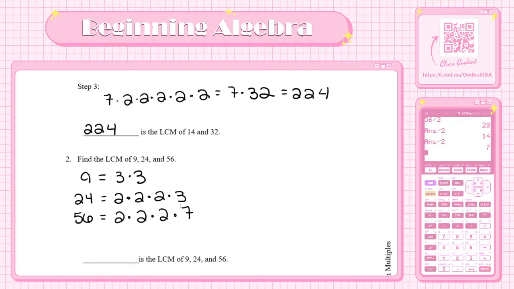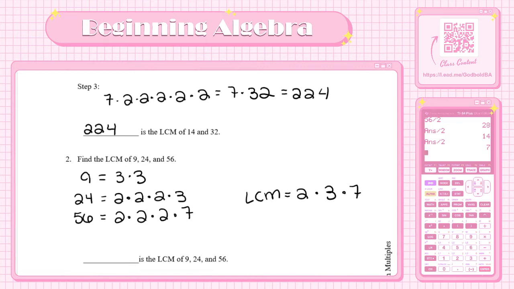Okay, so I see some 3s, I see some 2s, and I see some 7s. So the LCM is going to need some 2s, some 3s, and some 7s in it. Okay, so now we just need to figure out how many 2s, how many 3s, how many 7s.